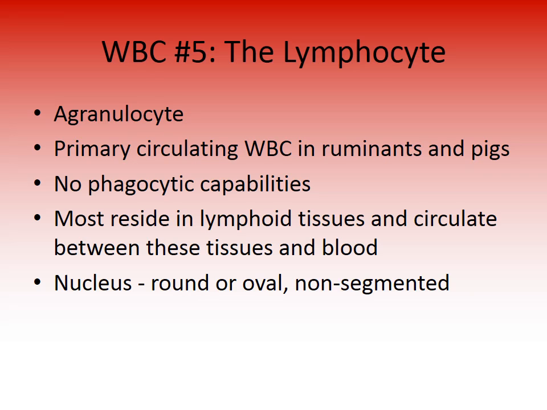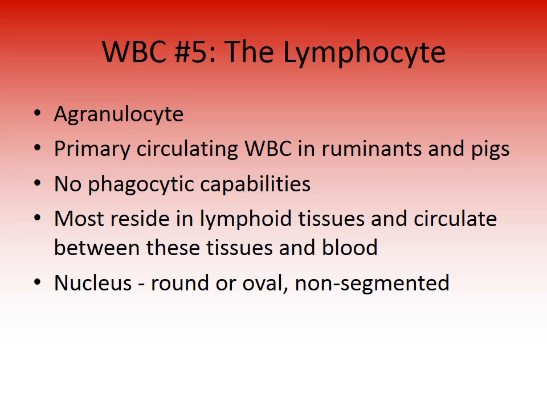And the very last white blood cell that we are to discuss is the lymphocyte. So the lymphocyte is the last agranulocyte. So remember, there's two agranulocytes, the monocyte that we just talked about, and then the lymphocyte. This is the primary circulating white blood cell in ruminants and pigs. Okay, so in our typical monogastric dog, cat, human, this is not the primary circulating white blood cell, because we know those are the neutrophils. But in ruminants and pigs, the lymphocyte is the most predominant.